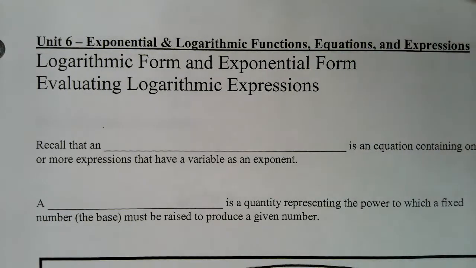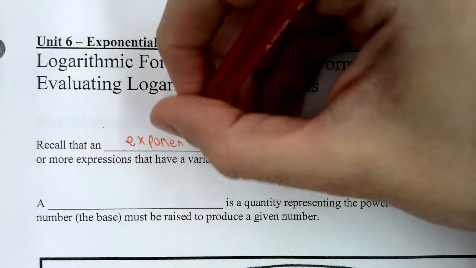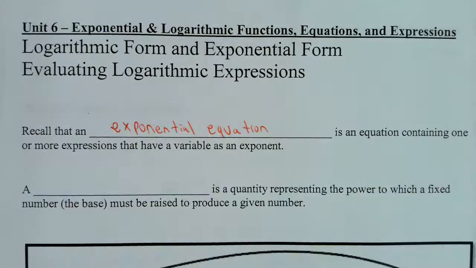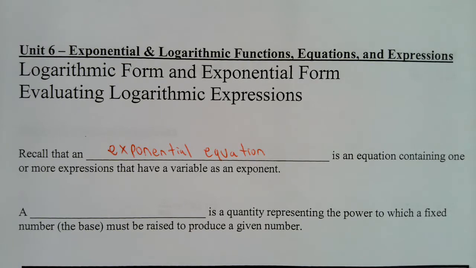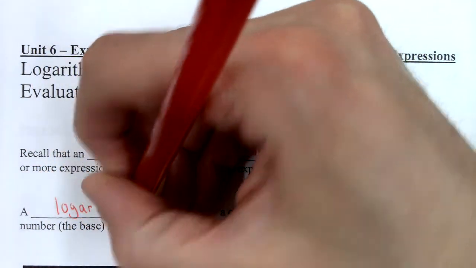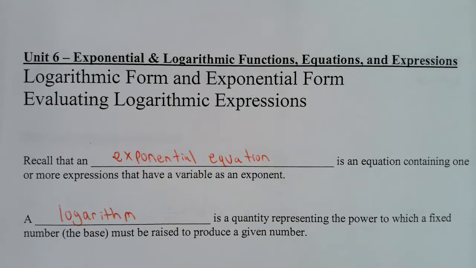So recall that an exponential equation is an equation containing one or more expressions that has a variable as an exponent. Now, a logarithm is a quantity representing the power to which a fixed number, the base, must be raised to produce a given number. Think of a logarithm as an exponent, okay?